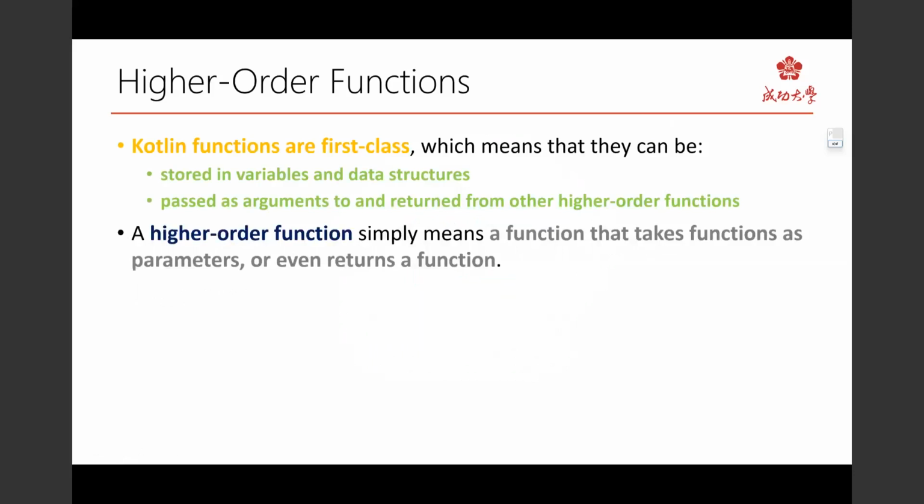In Kotlin, functions are first class, meaning functions can be stored in variables and data structures, and functions can be passed as arguments to other functions, and they can also be returned from other higher-order functions as well. Okay, so basically, what higher-order function means is that it's simply a function that takes functions as parameters or even returns a function. So that's what higher-order function means.